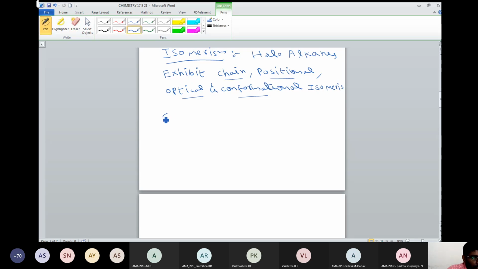The first one is chain isomerism. When we are observing chain isomerism, see these examples. CH3 CH2 CH2 CH2Cl. So this is a chlorobutane, 1-chlorobutane.